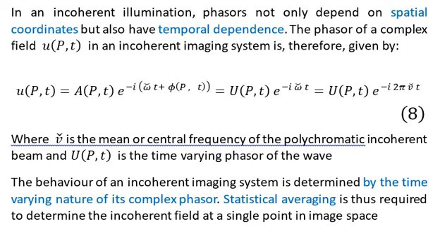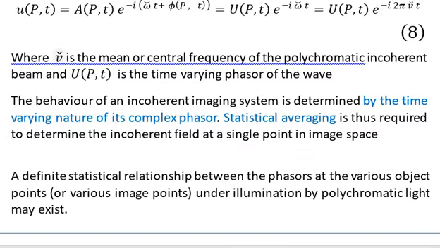So u of p comma t is the phasor of the incoherent system, but it also depends upon time, and there is a time dependence which we have as e to the power minus i omega t. On the right side of equation number 8 we have u of p comma t multiplied by e to the power minus i 2 pi nu t. You may consider nu as the average or central frequency of the band of the polychromatic light source. This u is the phasor, a function related to position as well as time. So nu bar is the mean or central frequency of the polychromatic incoherent beam, and capital U of p comma t is the time varying phasor of the wave.